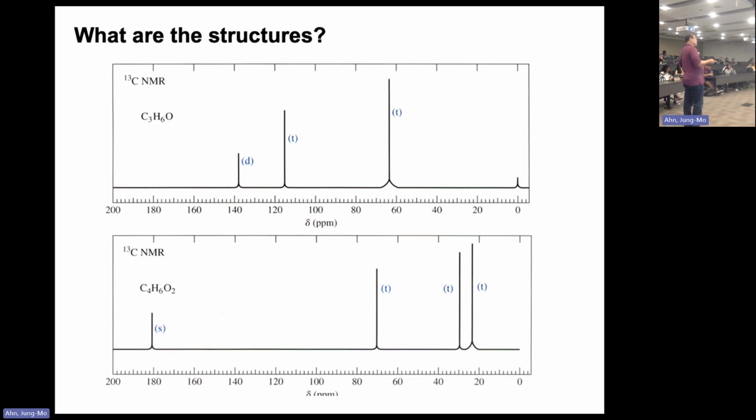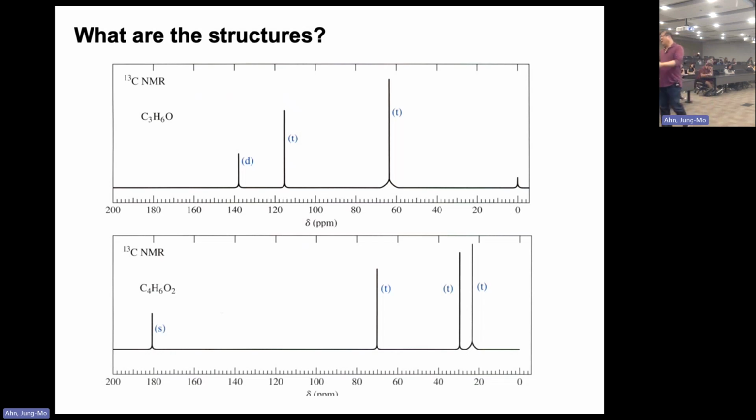But that's TMS, which is basically the reference, so we won't count that. 1, 2, 3. So we got 3 peaks for the 3 carbons. That sounds like we don't have any symmetrical molecule. And then, as I said, these are the multiplicities, how many peaks it will be split into if we allow the splitting to happen. This is a decoupled spectrum.